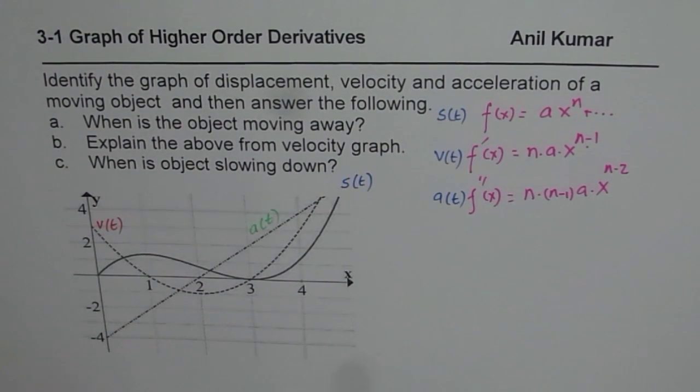This is kind of easier since we could correlate from polynomials. But if we are given any three graphs in general, how do we find which one corresponds to displacement, which is velocity, and which is acceleration? So that part is kind of tricky. Let us look into this part now.